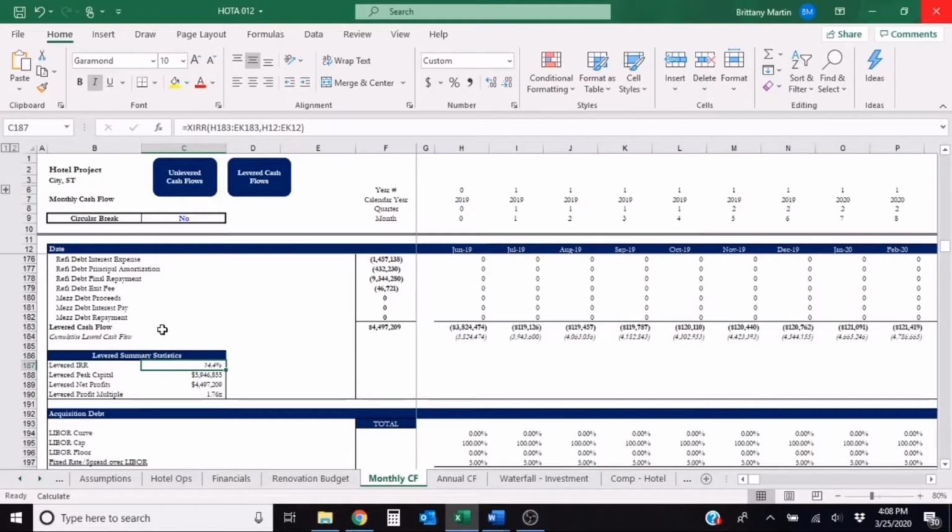Today I want to discuss with you the difference between the XIRR and the IRR formula, and we'll be using the hotel acquisition model to demonstrate the difference. So to get started, let's discuss what an IRR is.